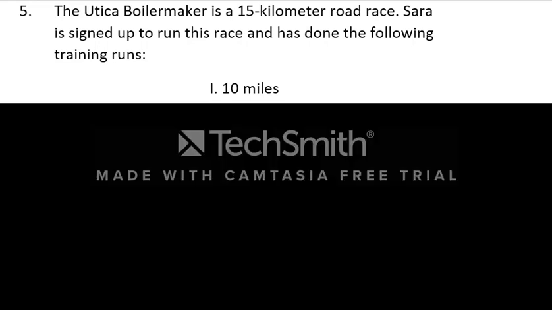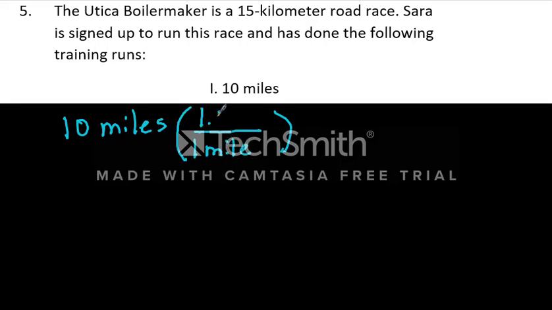Okay? So starting first with the 10 miles. If I start with 10 miles, how do I convert that to kilometers? Well, it says that for every 1 mile, it was 1.609 kilometers.